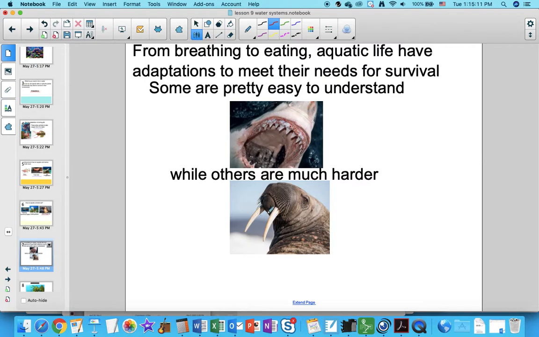Well, believe it or not, they actually use these tusks as ice picks, right? So when the walrus is in the water, they're very heavy. It's hard for them to pull themselves up because they don't have hands. So they actually dig into the ice with those teeth and pull themselves up.